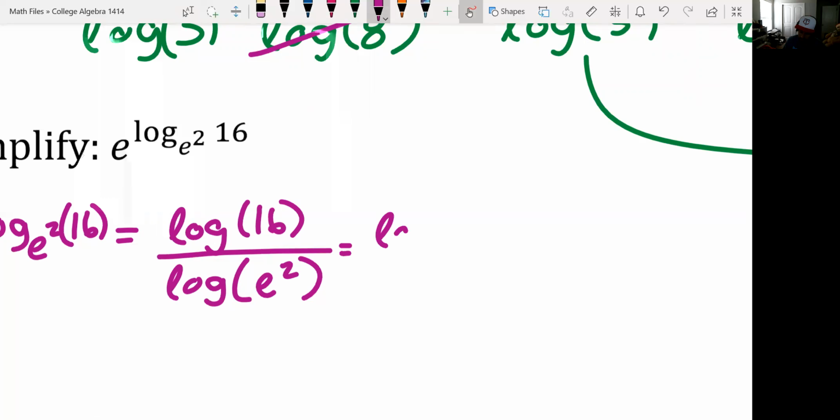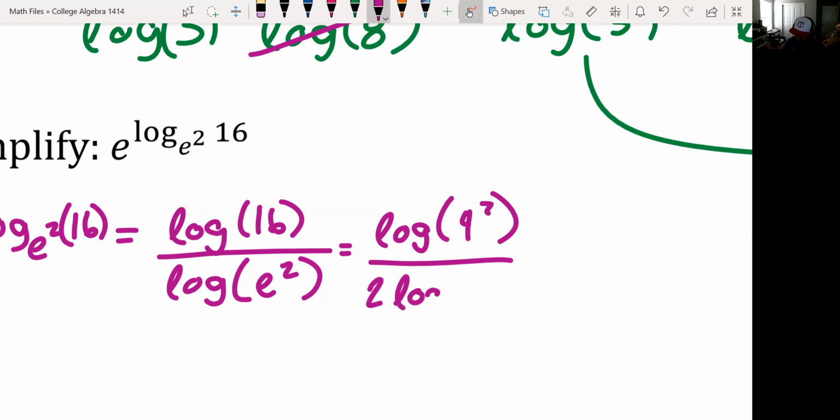So let's go ahead and just rewrite 16 as 4 squared. And there's a reason I'm doing this. So you could have gone another way and written it as 2 to the 4th. But I'm writing it as 4 squared. And this becomes 2 log of e. And now, since this is 4 squared, this 2 will also come down.